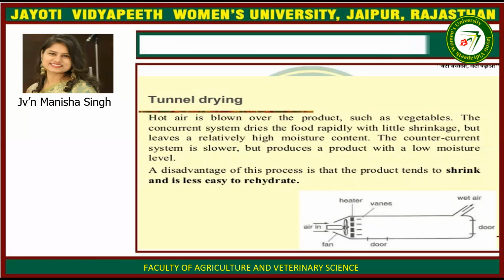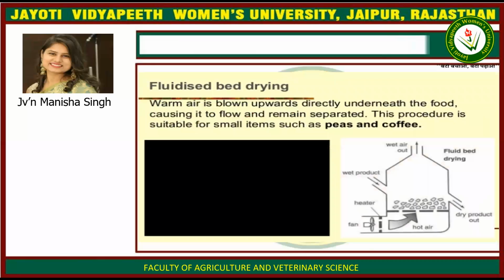Then tunnel drying, where hot air is blown over the products such as vegetables. The concurrent system dries the food rapidly with little shrinkage but leaves a relatively high moisture content. The countercurrent system is slower but produces a product with a low moisture level. A disadvantage of this process is that the product tends to shrink and is less easy to rehydrate.